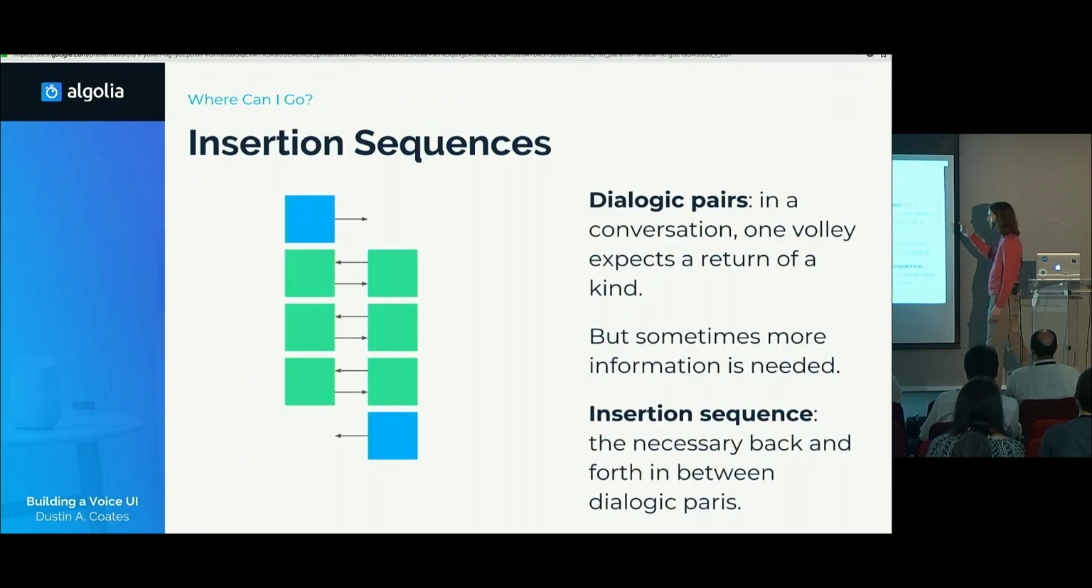There's this idea in conversations of something called dialogic pairs. And this is the idea that I ask you for something and you owe me something in return, right? You're going to close that pair. But sometimes there's not enough information, and we need to add what's called an insertion sequence, which is the back and forth in between those pairs. This happens in voice applications as well.